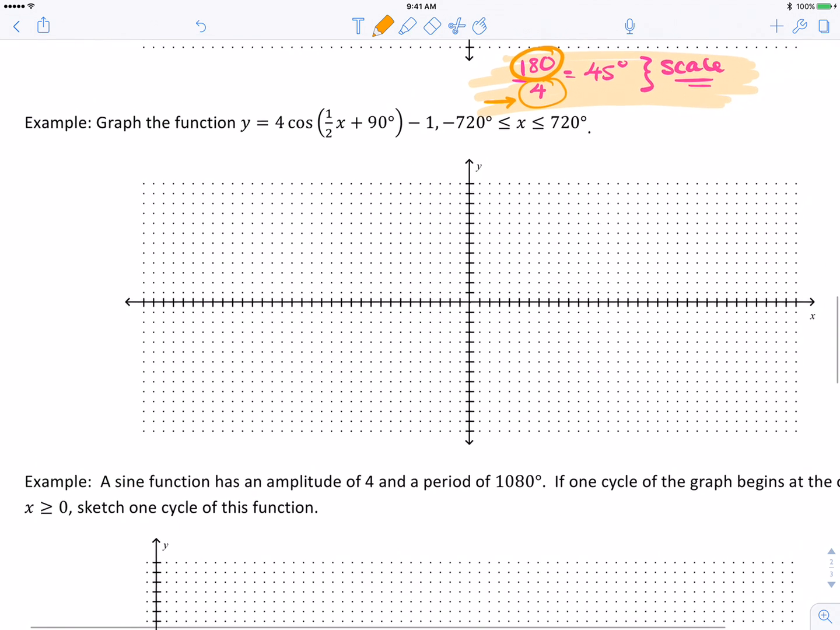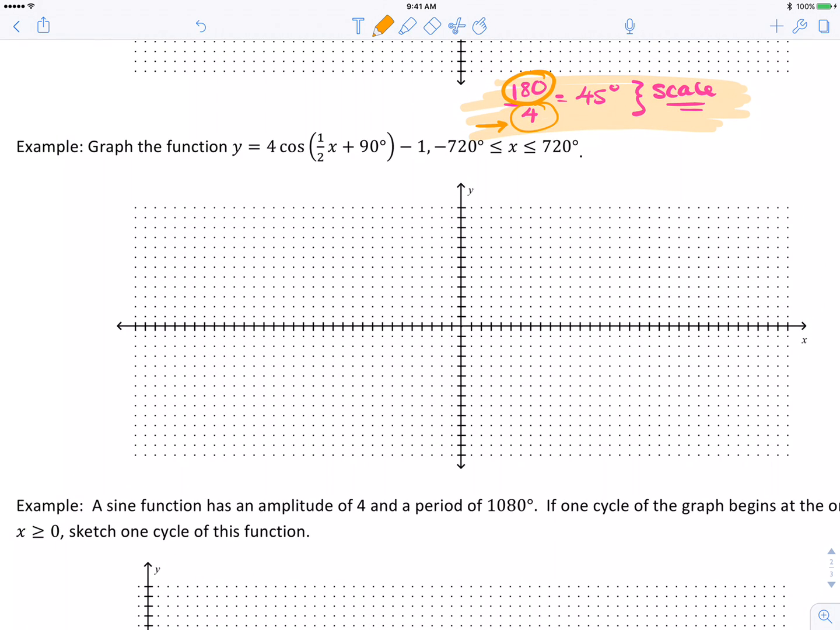Here's a function, 4 cos of 1/2 x plus 90, and hopefully you already saw that I was trying to trick you. You have to factor the 1/2 out. X plus, now when you're doing 90 divided by half, that would be 180. Oh, and then there's still a minus 1.